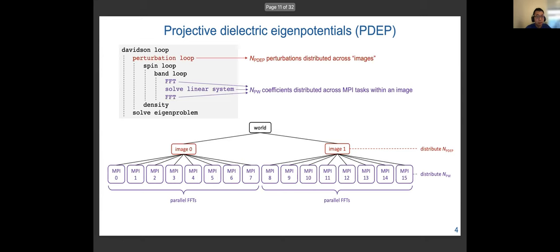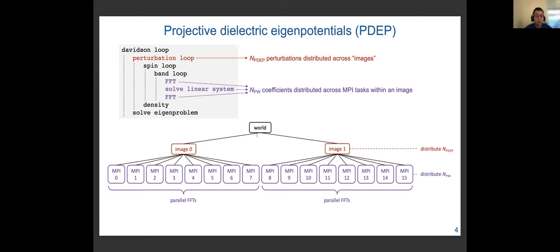In the CPU version of West, we had two levels of parallelization. In the first level, we distribute the perturbations, which are more or less independent from each other. We distribute them across images, which are nothing but subgroups of the MPI ranks. And then in the inner loop, we distribute the plane wave components across MPI ranks within an image.